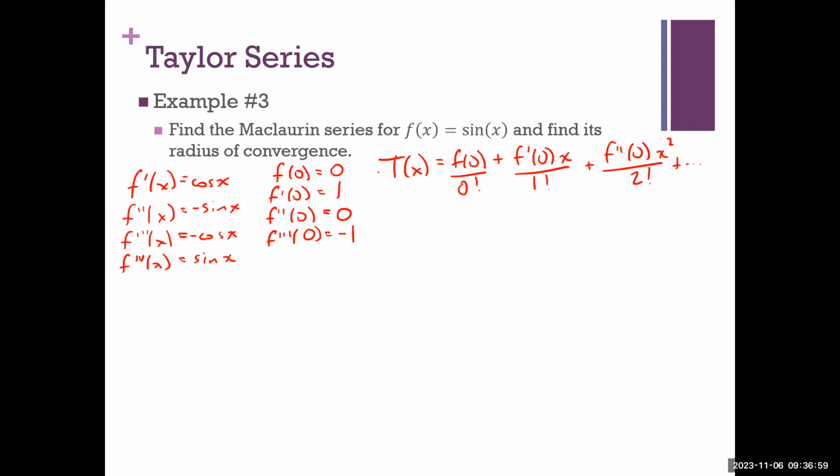Okay, so we're going to have a lot of 0 terms, right? So we might have to look out a little farther to help us generalize. What's the first term that's non-zero? Should be x, right? F double prime was 0, right? So what's F triple prime? That's going to be -1 times x cubed over 3 factorial.